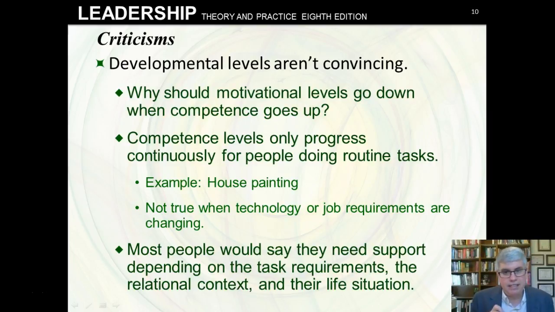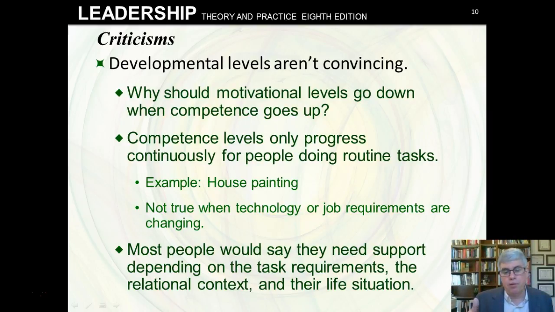Secondly, competence levels only progress continuously, which this model assumes, for people doing routine tasks. Routine task means that you do it over and over and over again, and gradually you get better. For example, house painting. The first time you do painting, it usually doesn't go too well. You do a little bit more painting, you get more competent.